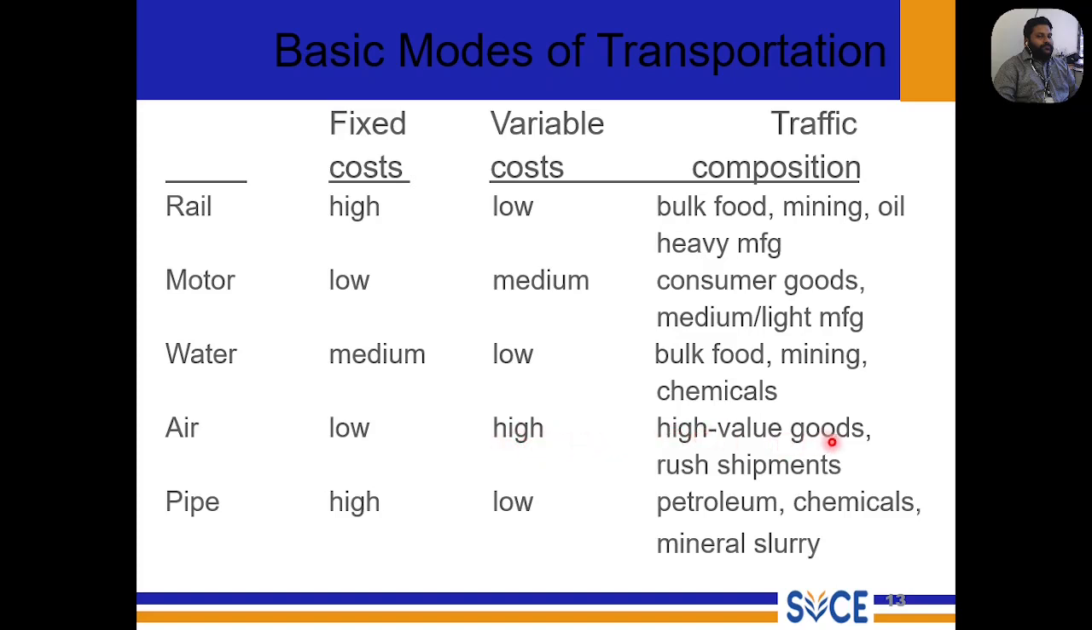Only high value goods and rush shipments can be moved by air transport for optimization. Finally, for pipelines, the fixed cost is very high, because you have to build the entire structure for a particular pipeline, but the variable cost is pretty low. Usually petroleum, chemicals, mineral slurry, and everything related to liquid or gaseous forms make up the traffic composition.